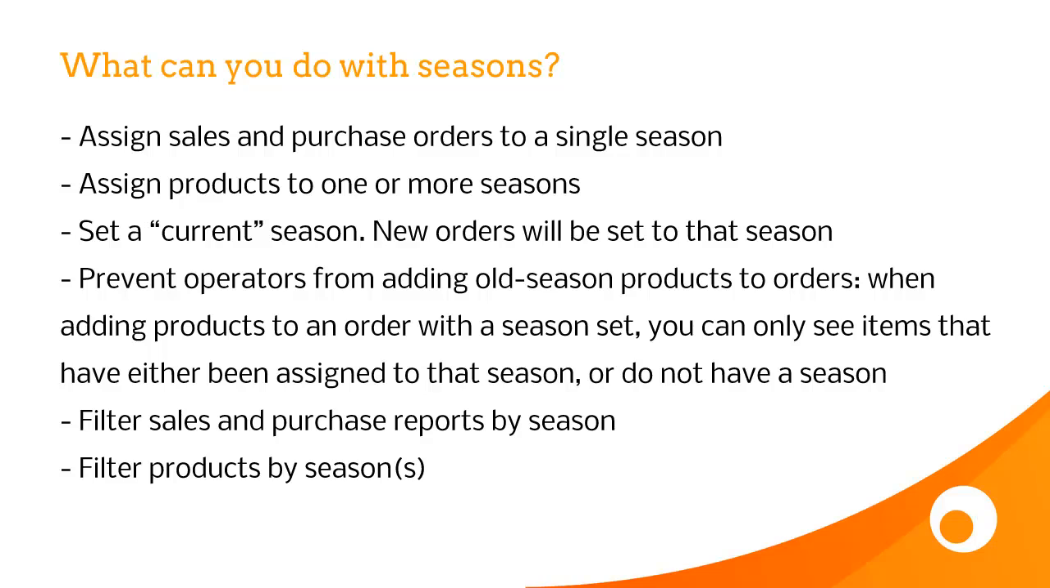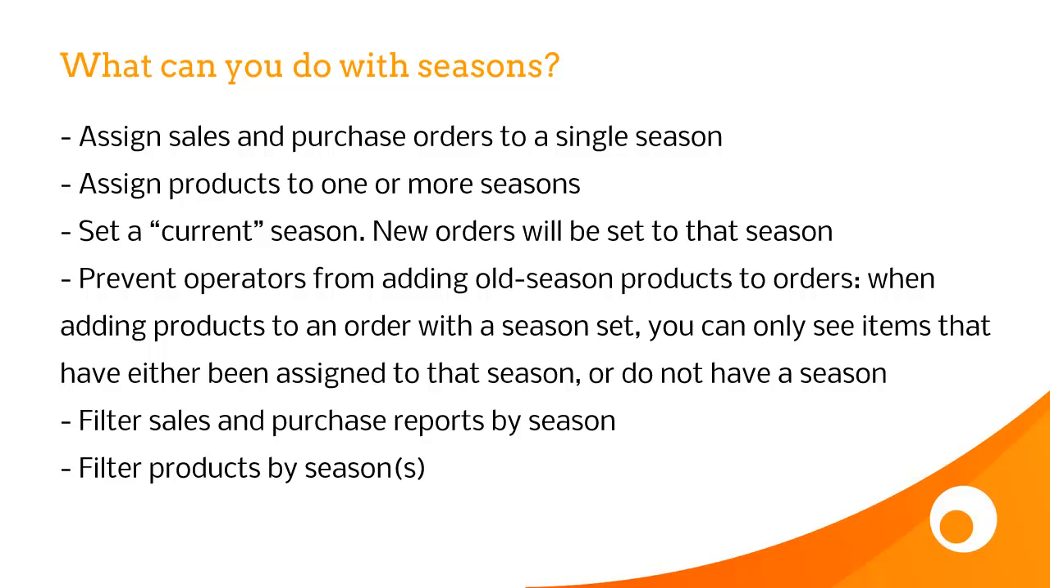What you can also do is set a current season or active season, and that means that every new order will automatically be set to that season. This allows us to prevent operators from adding old season products to those orders. So when you're adding products to an order with a season set on that order, you can only see items that have either been assigned to that season or do not have a season at all. And I'll show you that at the end of this video.